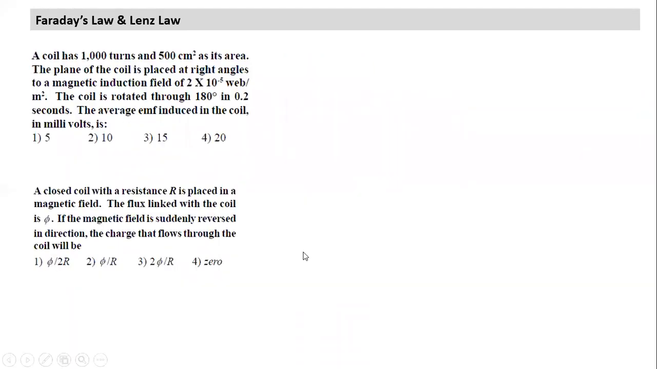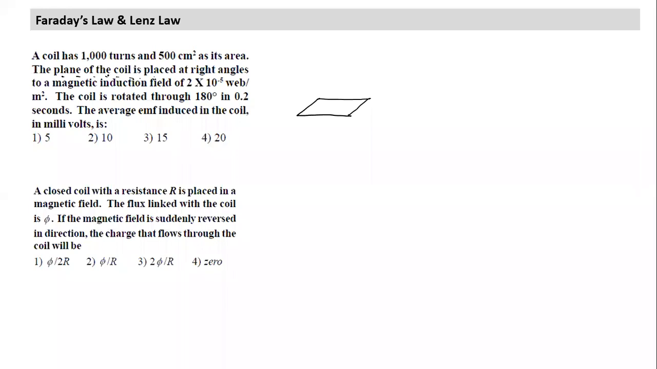Let's look at a simpler question. We can go through this simpler one. A coil has 100 turns and area. The plane of the coil is at right angle to the magnetic induction. So let's try and understand. Suppose this is how the coil is. It can have any shape. I have drawn it as a rectangle. It doesn't matter. So this is a coil.